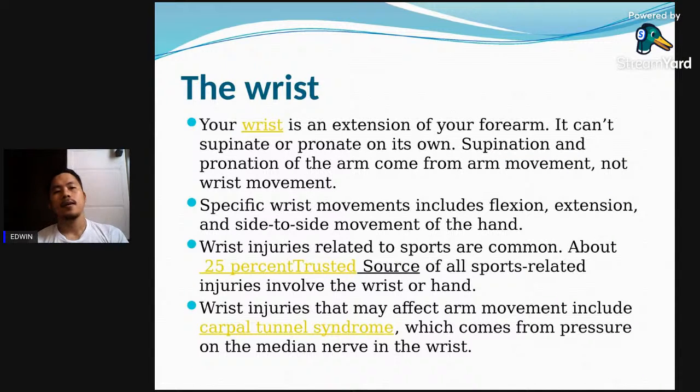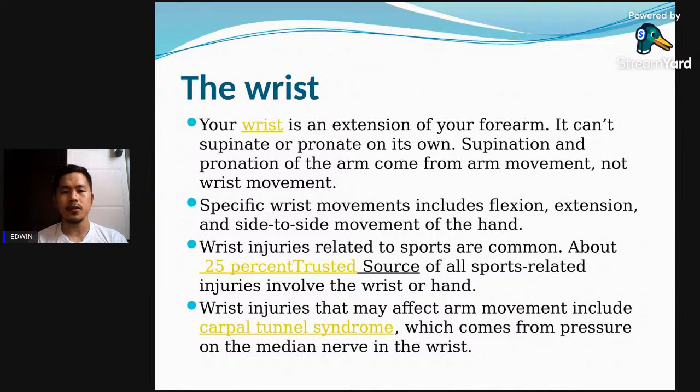The wrist. Your wrist is an extension of your forearm. It can't supinate or pronate on its own. Supination and pronation of the arm come from arm movement, not wrist movement. Specific wrist movements include flexion, extension, and side-to-side movement of the hand.